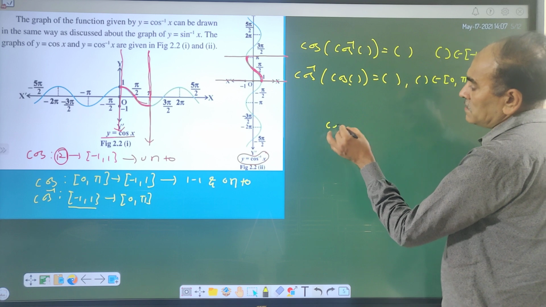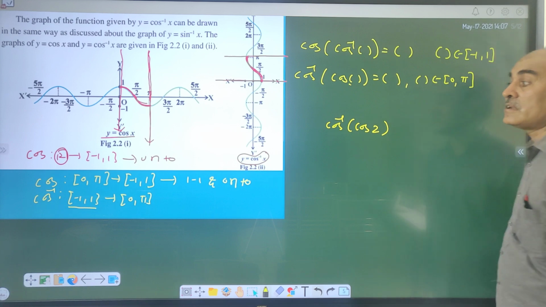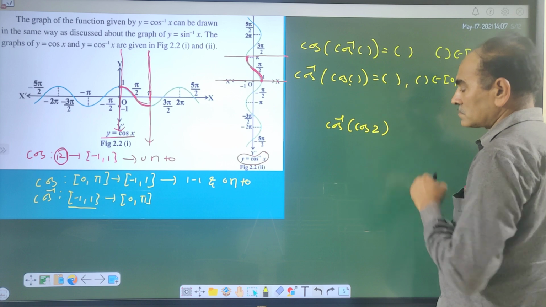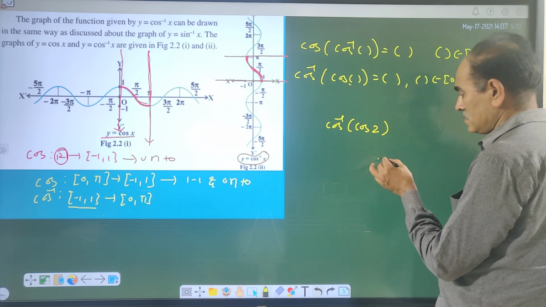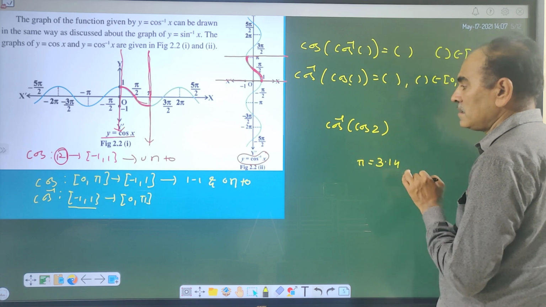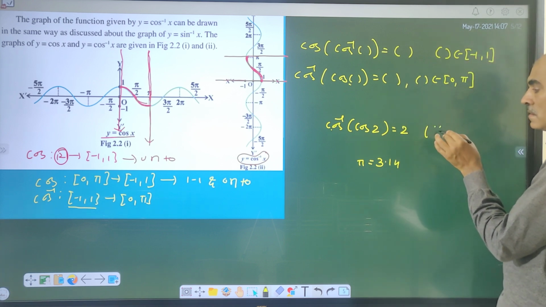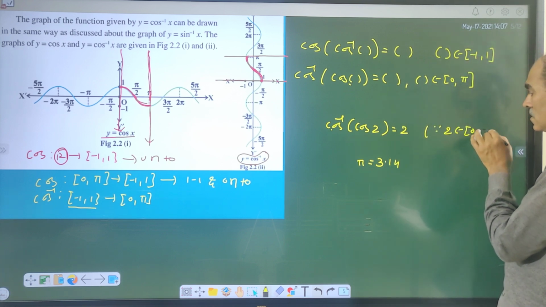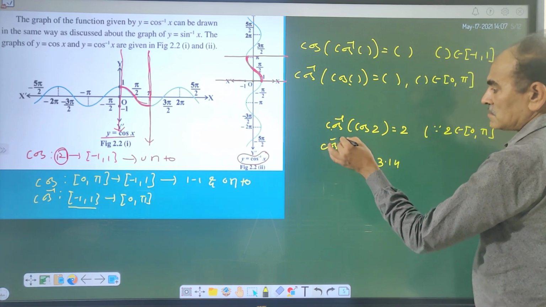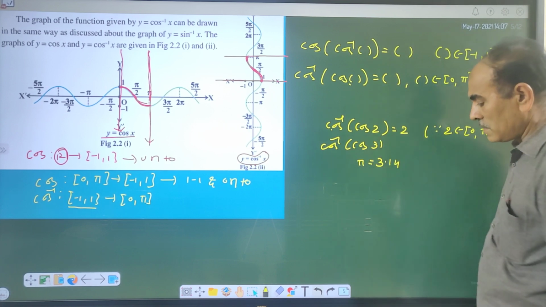Now suppose we wish to find cos inverse of cos 2. 2 is given here in radian measure, not in degrees. Now see, we know that pi means 3.14. So cos inverse of cos 2 is equal to 2. Why? Because 2 belongs to closed interval 0 to pi. But suppose we wish to find cos inverse of cos 3. Then what?